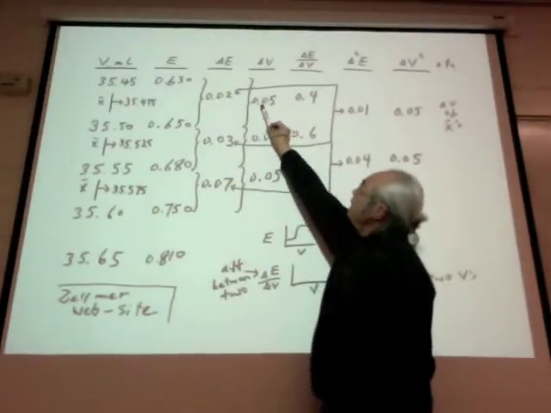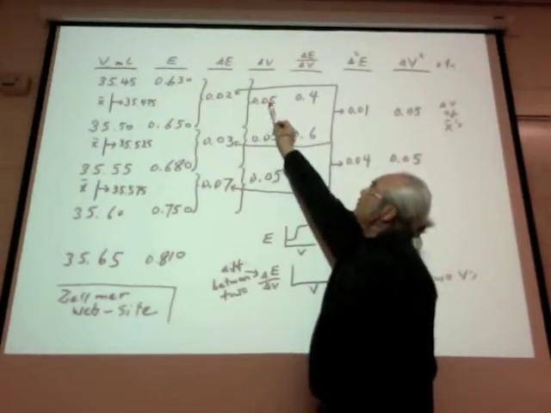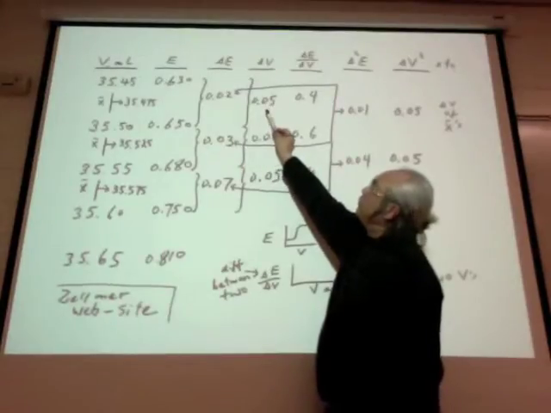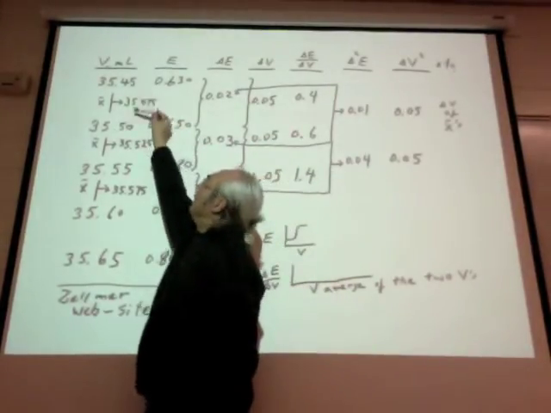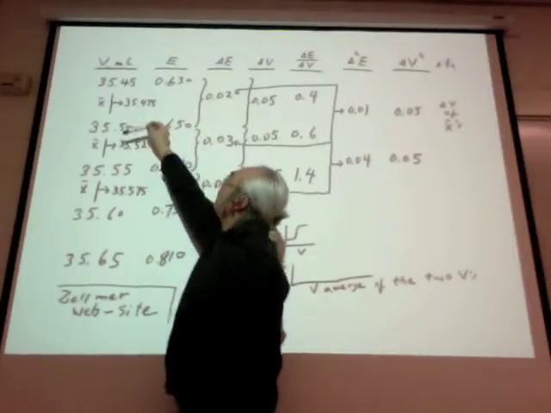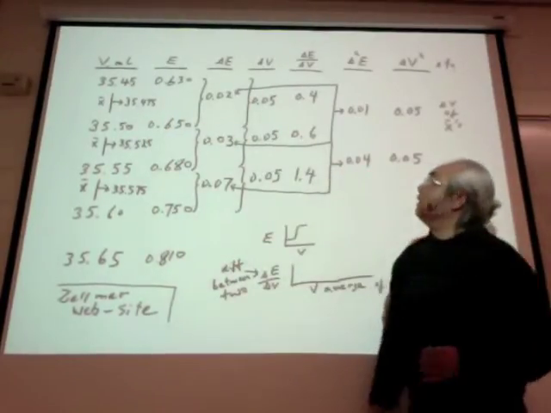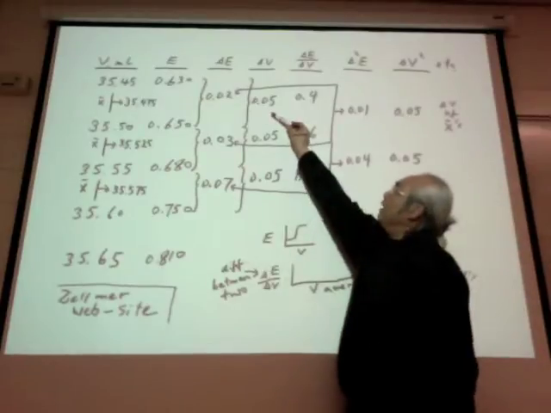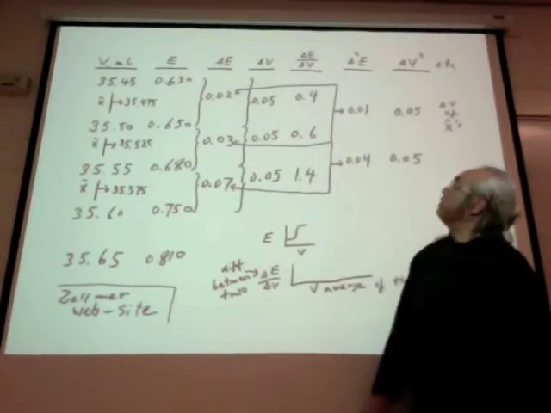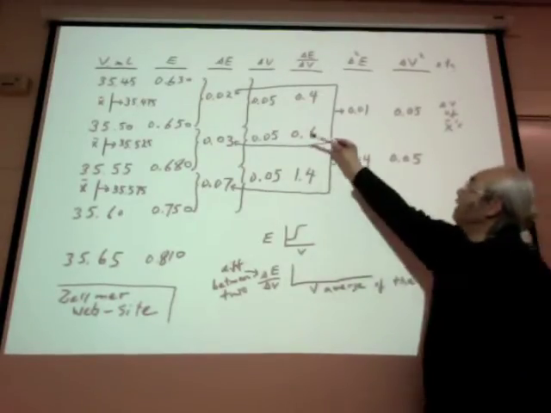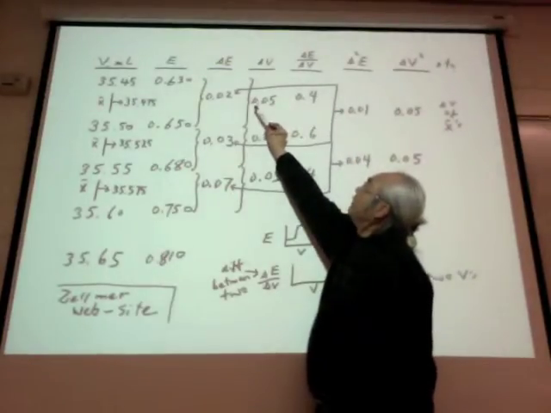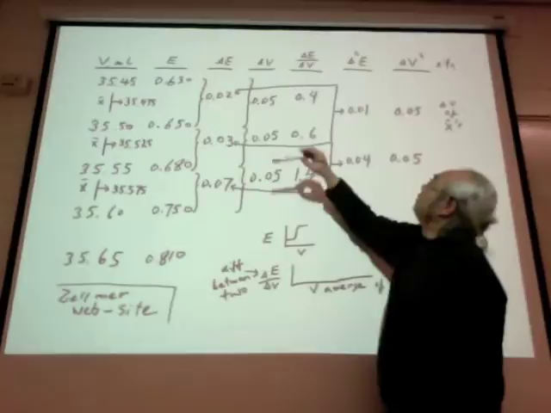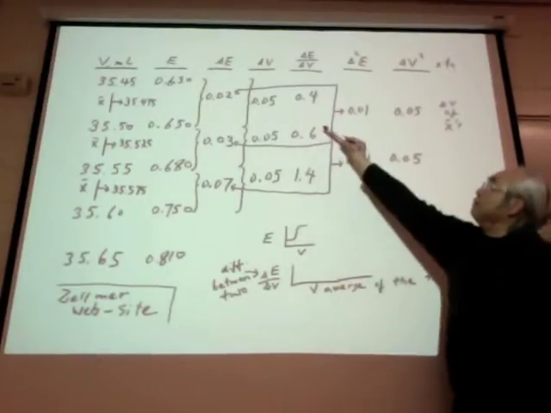Then a delta V. The delta V is the difference between the two volumes, okay? So the increment, right? You have this volume, that volume, so the increments represent 0.05. So every one is 0.05 in this case. Then it's straightforward now: delta E over delta V. So delta E over delta V is equal to that, and so on and so forth.